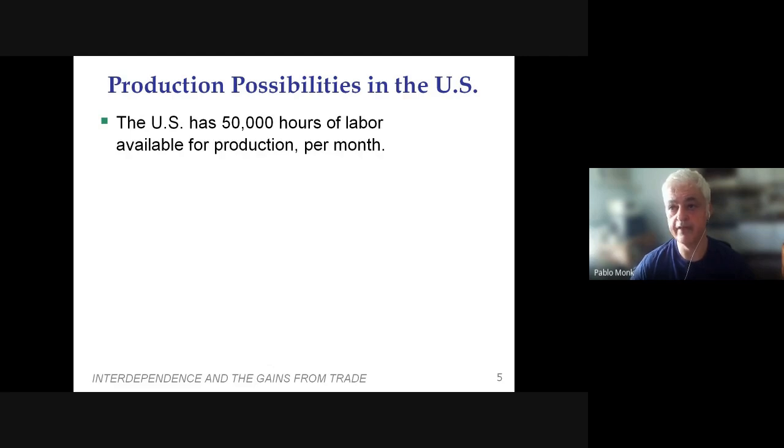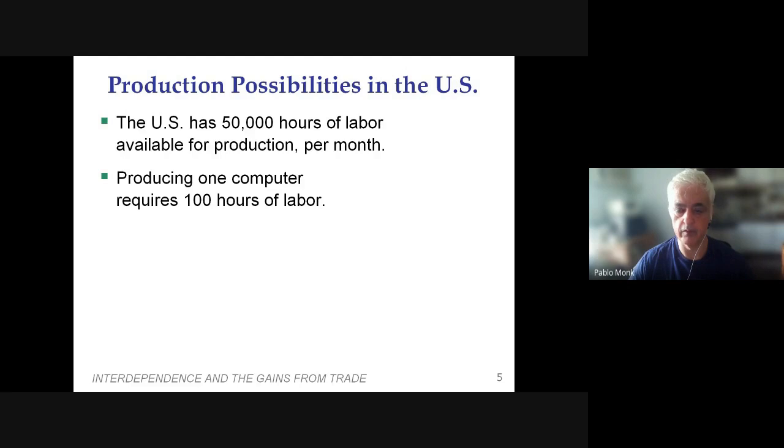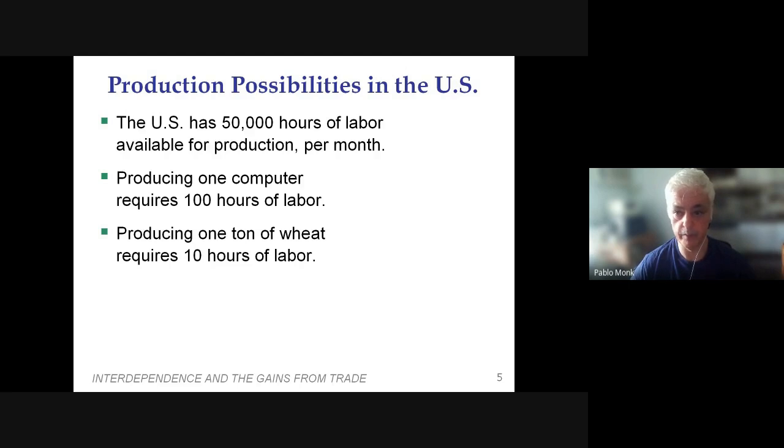So in this model, the US has 50,000 hours of labor for production per month. So what does that mean? If you added the hours of work that workers would do for these two products, you have a total of 50,000 hours in a month. Okay, so if you put people working on computers, it takes 100 hours of work to make a computer in America in this model. If you wanted to produce 1 ton of wheat, it takes 10 hours of labor because you don't need so many workers. A lot of that is just time under the sun and you're using machines, right?